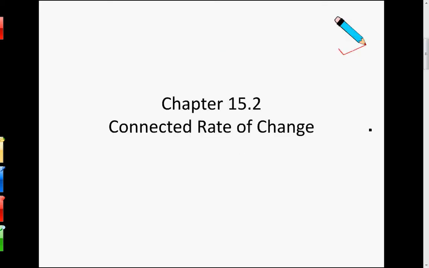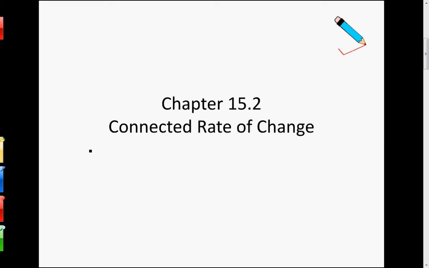In the previous video, we have learned about the rate of change. Today in chapter 15.2, we will learn about the connected rate of change. Basically, finding the rate of change of something, and then the other thing could be another changing variable. So how are we going to find it? What do I mean by that?